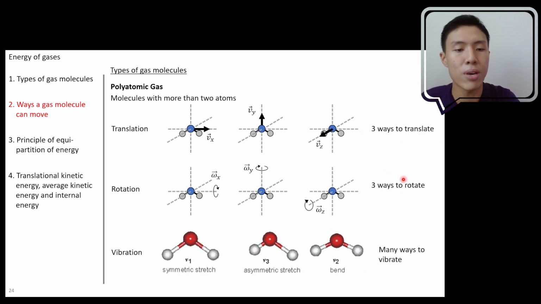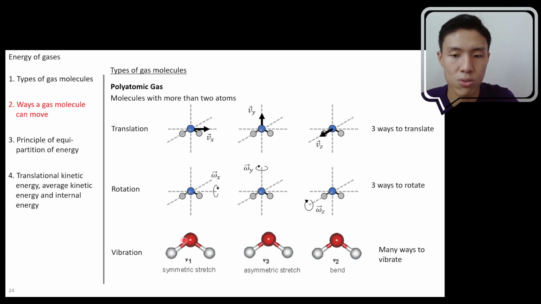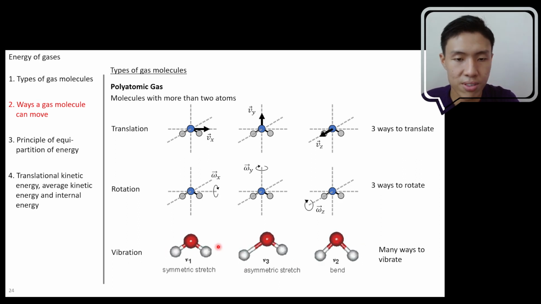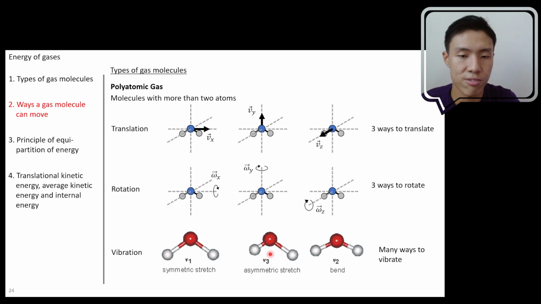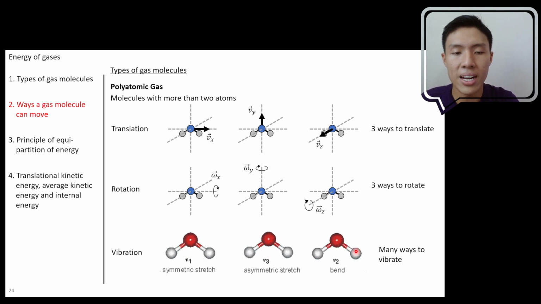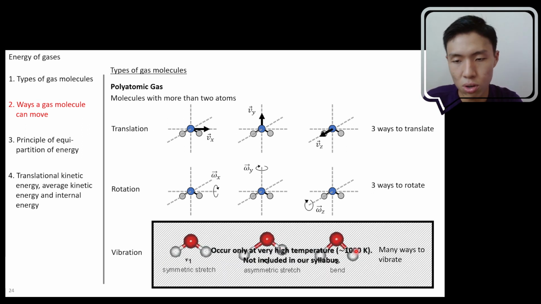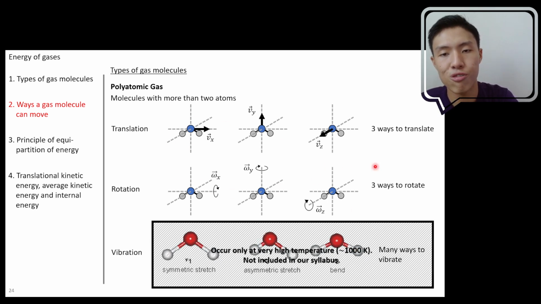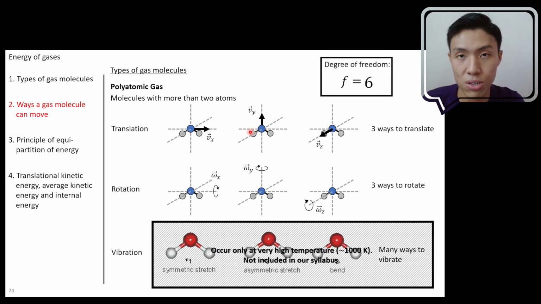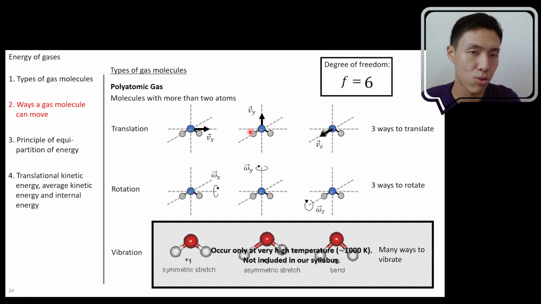Well, actually, there are many ways for polyatomic gas molecules to vibrate. As you can see here, if this is H2O, you can actually have 3 different ways to vibrate. But again, for our syllabus, we are going to ignore vibration. So if you calculate how many degrees of freedom you have, it is 6 degrees of freedom for polyatomic gas molecules.